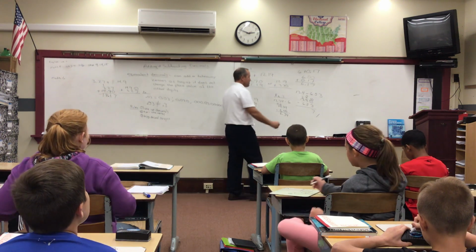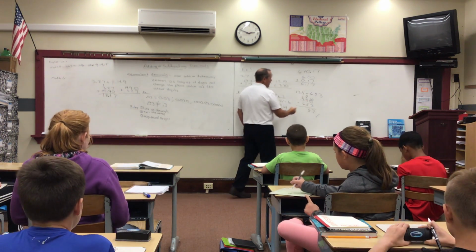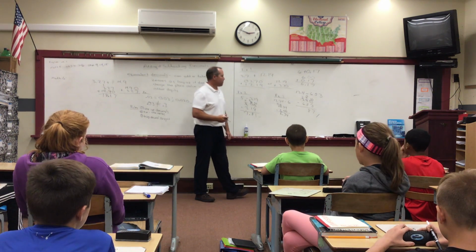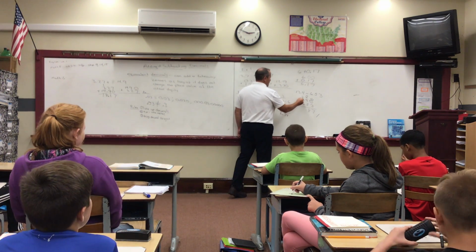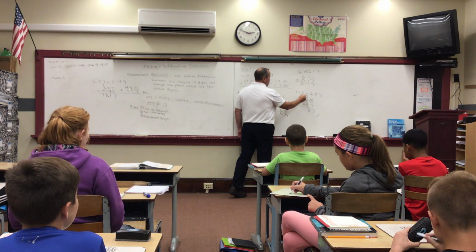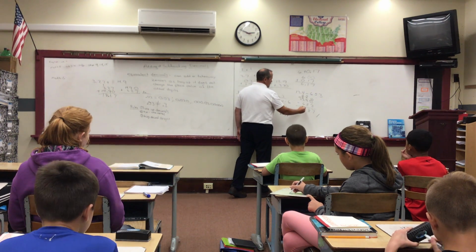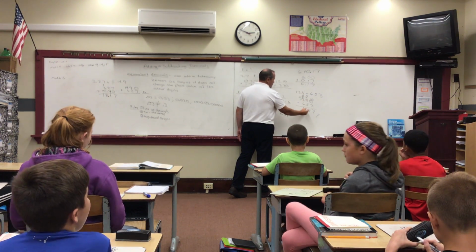2 minus 6. Can't do it. Borrow from the, that 1 becomes a 0, makes this 2 a 12. And now 12 minus 6 is 6. We bring the decimal straight down, and we have 6 and 8700.